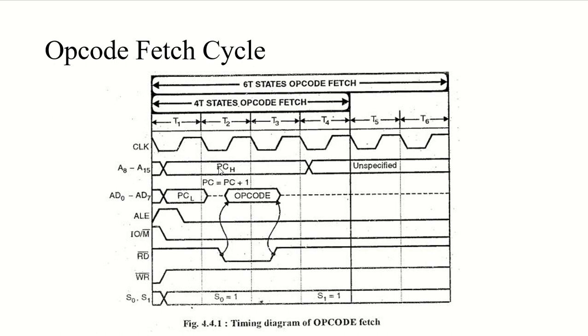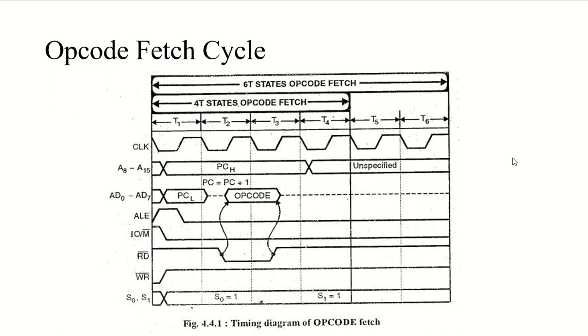Now let's discuss the opcode fetch cycle. So 8085 uses this cycle to fetch the instruction opcode from memory, and in this case the address of the memory is always given by the program counter. So the program counter is incremented by 1 to point to the next location. There are two types of opcode fetch cycles, one using 4 T states to complete the operation, and the other using 6 T states. Generally the 4 T state one is more convenient and easy to use and draw, so we use the 4 T state one.